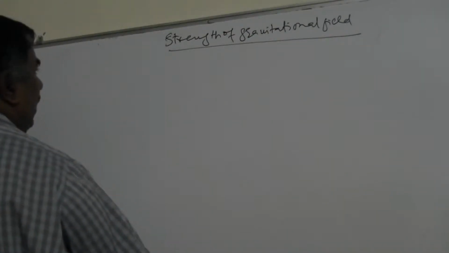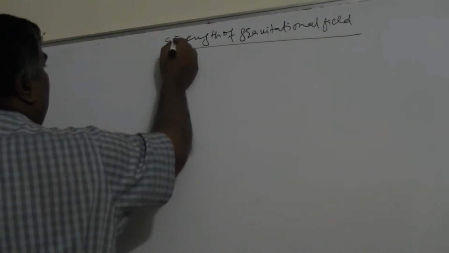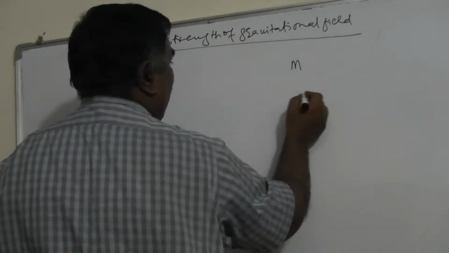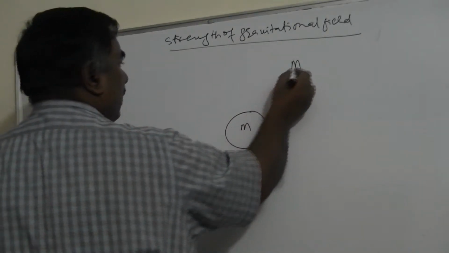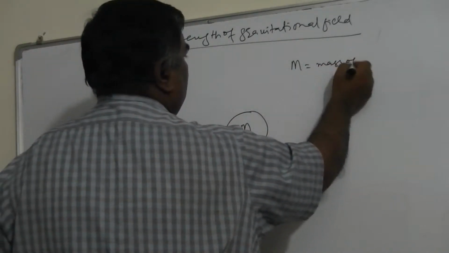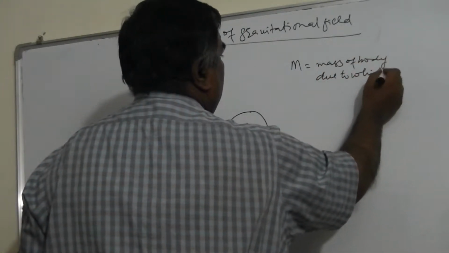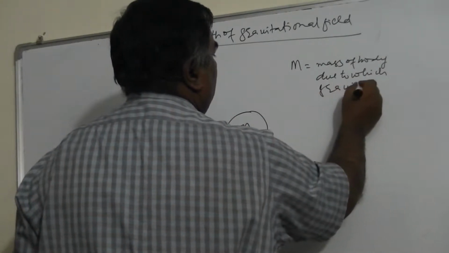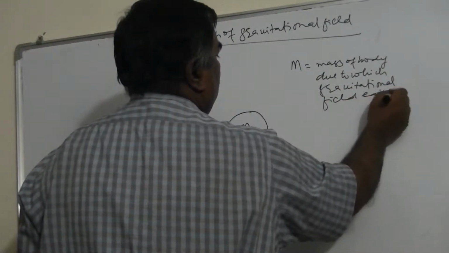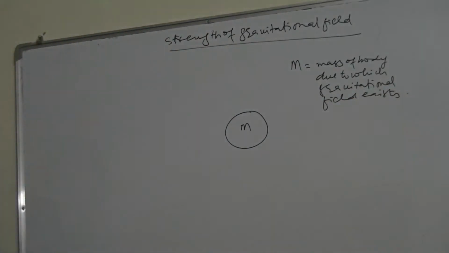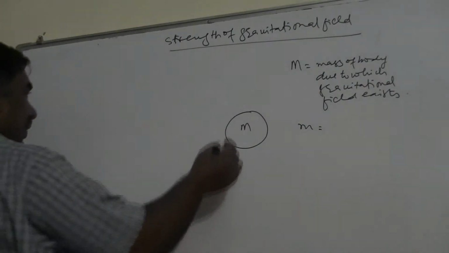Another thing I tell you: in this chapter, I'll always take capital M as the mass of the body due to which the gravitational field exists. This is the mass of the body due to which gravitational field exists, and I will always take small m as the test body, which is for testing purposes.